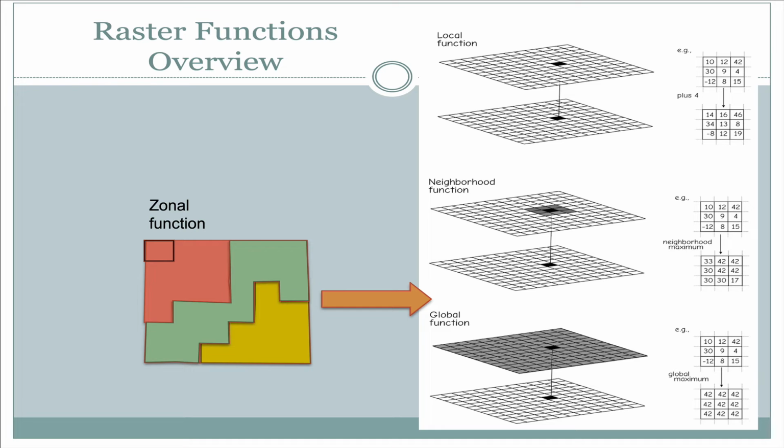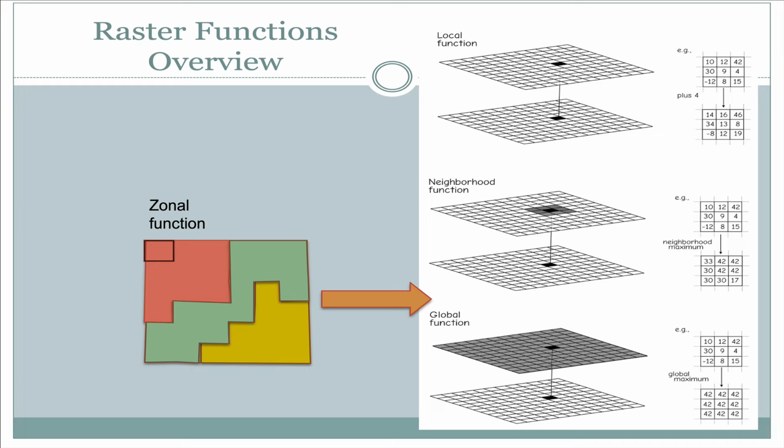Just as an overview of what we're going to be looking at here, there are different types of functions that we can apply to raster. One is called a local function, and that's what was just shown in the previous example. We can see there's a unary operation in the upper right going on there. We're taking a grid, we're adding 4 to it, and we're coming up with a new grid.